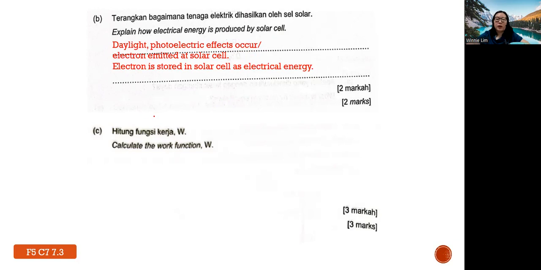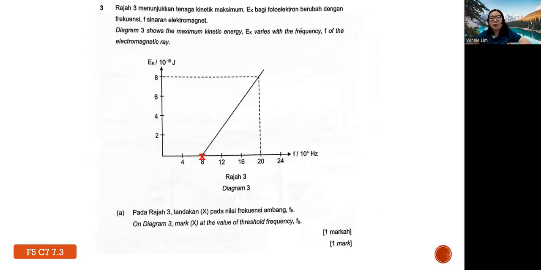Now next, calculate the work function. So how do you calculate the work function? Work function is the Planck constant times the threshold frequency. This Planck constant is a constant value which you can get from the formula list if they do not give it directly in the question. And the threshold frequency is from the graph just now. Here it is actually showing you 8, but you must be careful whether it comes along with another value or not. See, they put times 10 power of 4, right? That means the threshold frequency is not 4 hertz, it's 4 times 10 power of 4 hertz.